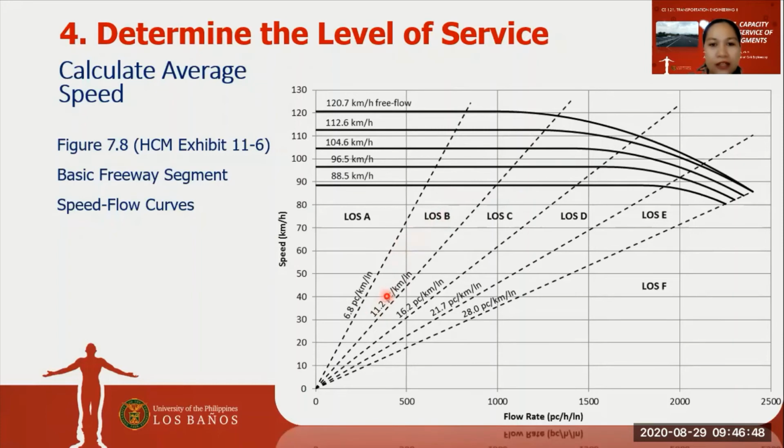How about if you have calculated a density of, let's say, 10 passenger cars per kilometer per lane? If you look at these broken lines, this is 6.8 and this is 11.2. So 10 is anywhere within this region, so the LOS is still B. If the calculated density is 6.8 passenger cars per kilometer per lane or less, then the LOS is in this region, A. The same is true with the regions of LOS C, LOS D, LOS E, and LOS F.